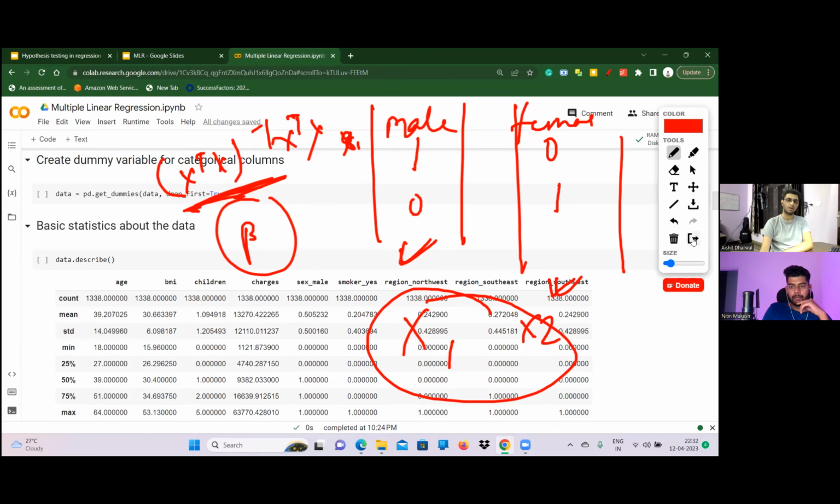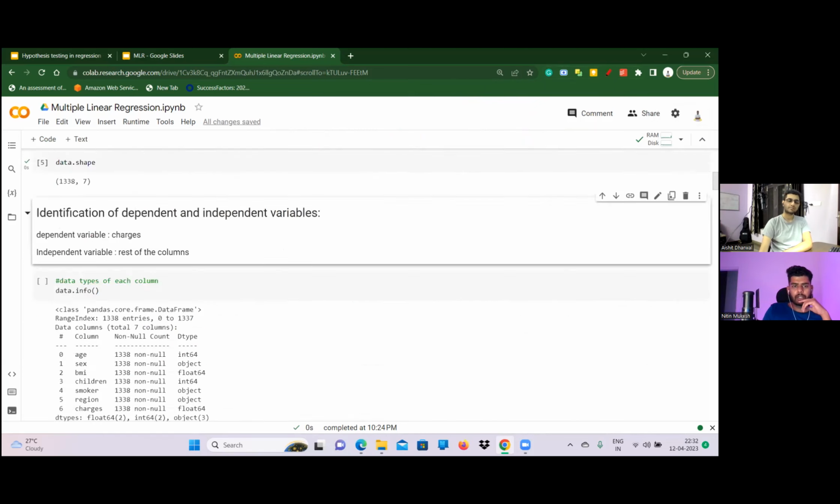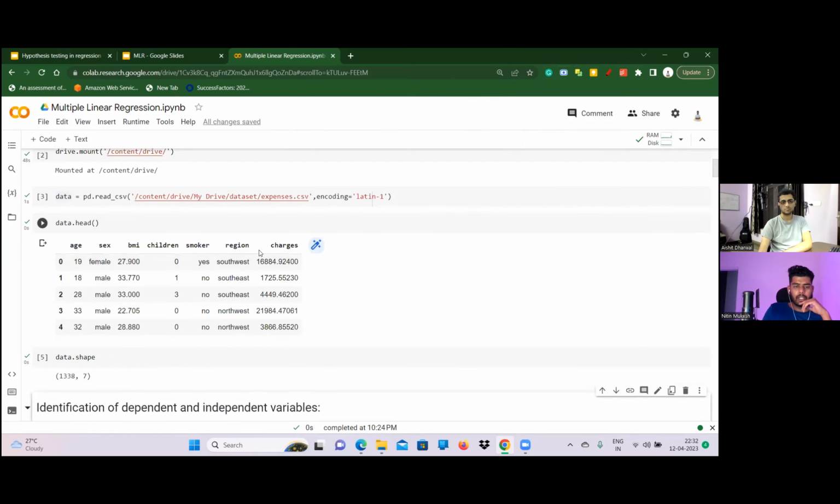But I think this is not a problem in tree-based algorithms. In fact, a tree-based algorithm also works if you give southwest as 1, southeast as 2, northwest as 3. It also works that way because here we are just separating in terms of features. Like if the region is southwest, classify this in this way in the decision tree, or if the region is southeast, do it this way.